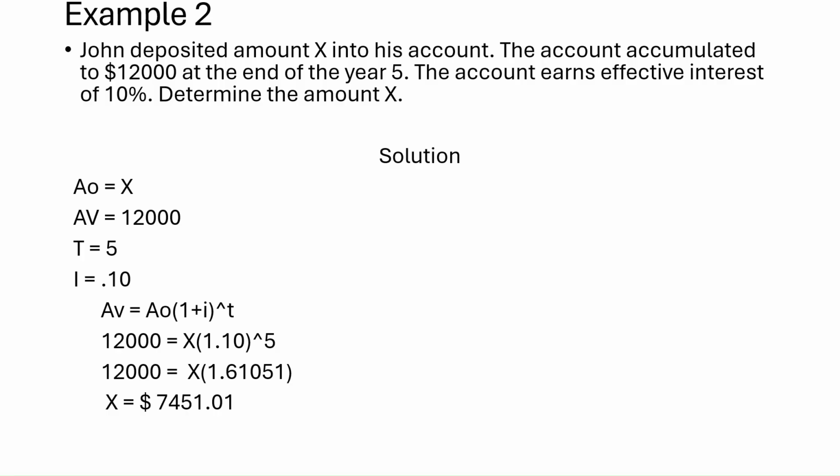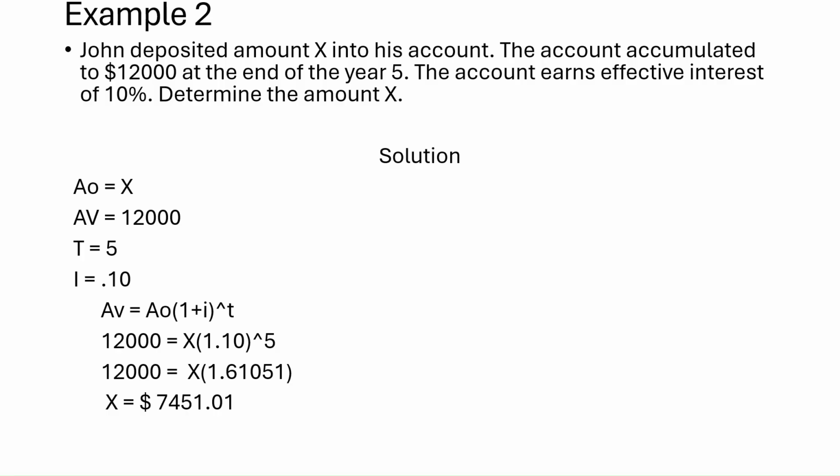Now, example 2 on compound interest. John deposited amount X into his account. The account accumulated to $12,000 at the end of year 5. The account earns an effective rate of interest of 10%. Determine amount X. Now, in this question, we don't know what the beginning investment amount is. So our A0 is X. We just don't know what it is. But what we know is that at the end of year 5, the account accumulated to $12,000. So AV is 12,000 and t is 5. Our interest rate is 10%. We can express that as 0.10.